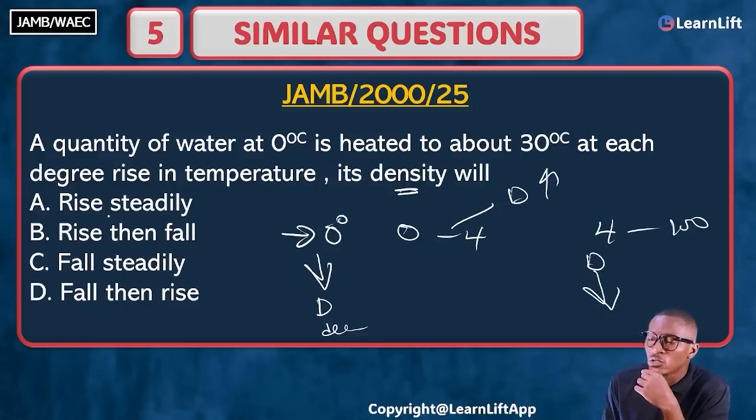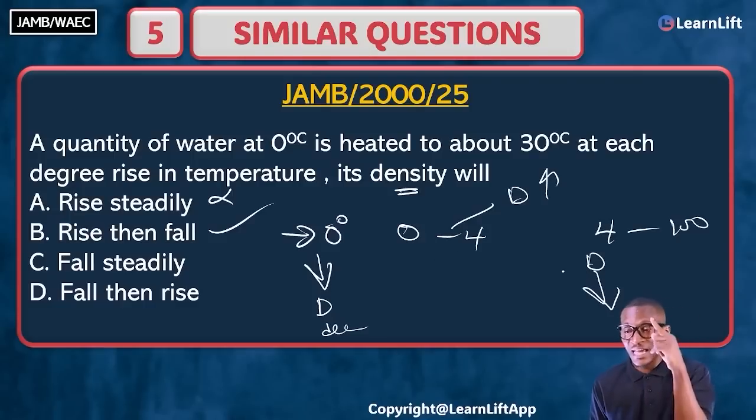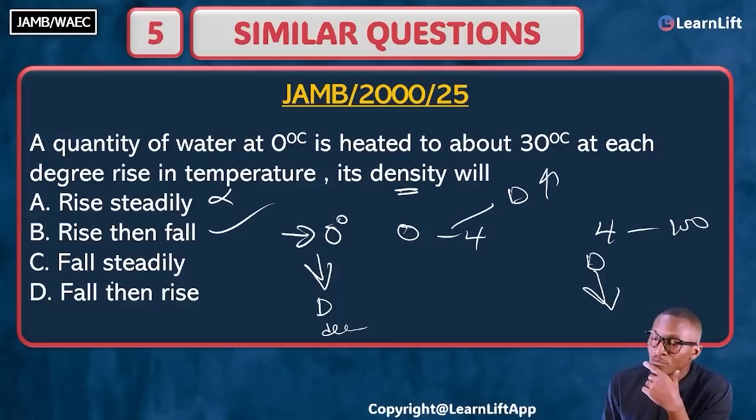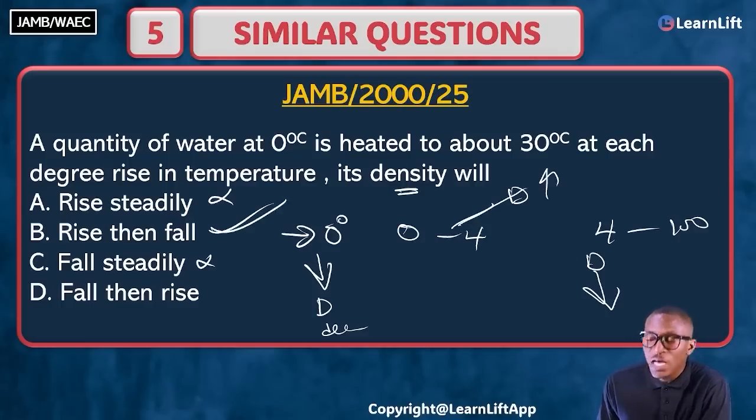The density will what? Option A says will rise steadily. No. Rise and then fall. Yes, because it decreases here, increases, then decreases. So it is rise, then fall, right? B. C says fall steadily. D says fall and then rise. Now look at it. What happened from after 0 degrees? What happened from 0 degrees? It went up, it rose and fell. So that's rise and fall, making option B the answer.